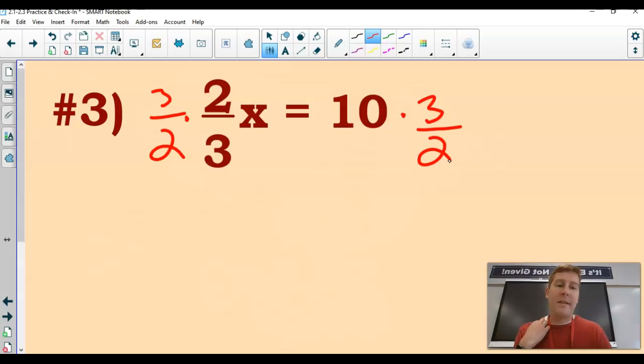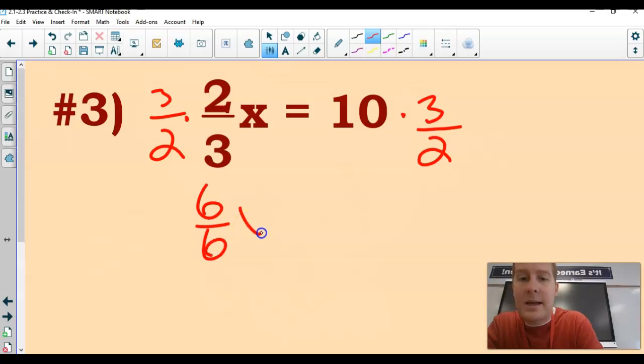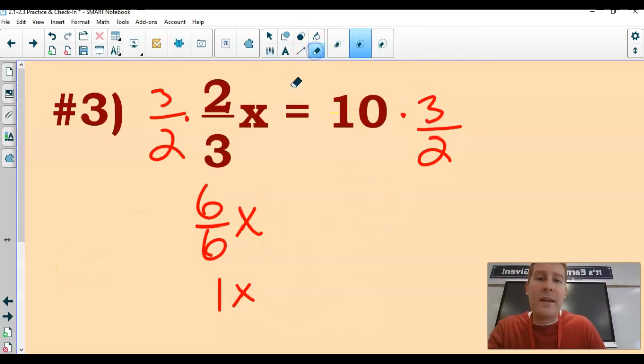Now let's simplify the left-hand side. I can multiply my numerators together and my denominators. 3 times 2 is 6. On the bottom, 2 times 3 is also 6. So we would be left with 6 over 6 x. And what's 6 divided by 6? Just 1. But I'm not usually going to write that step out.